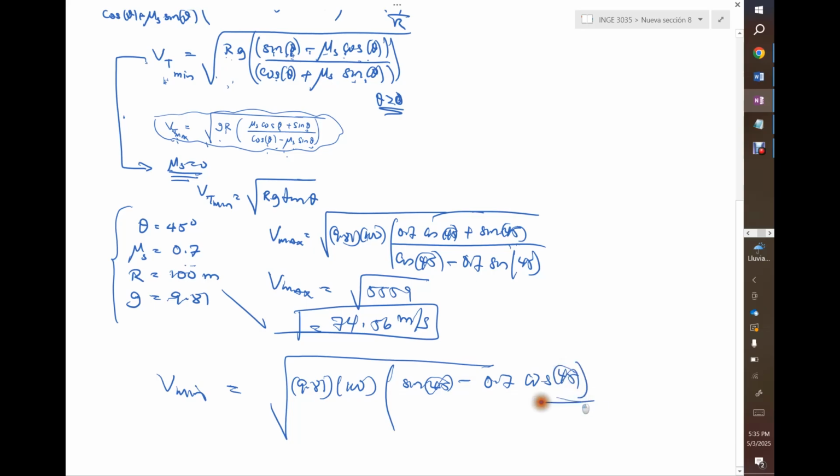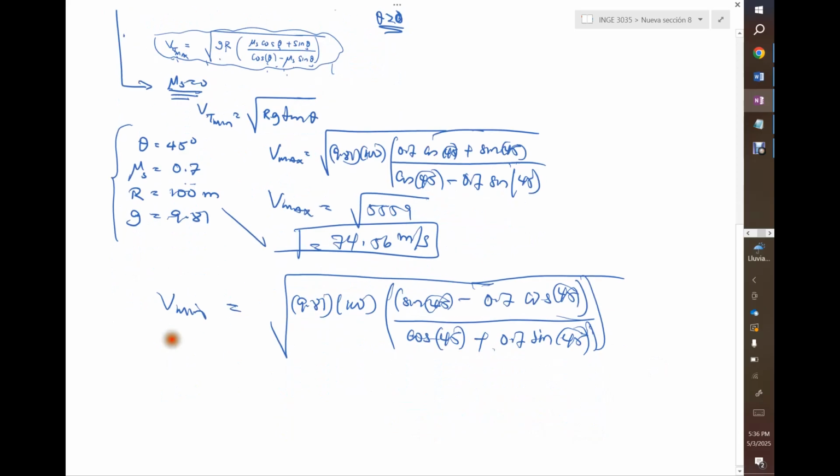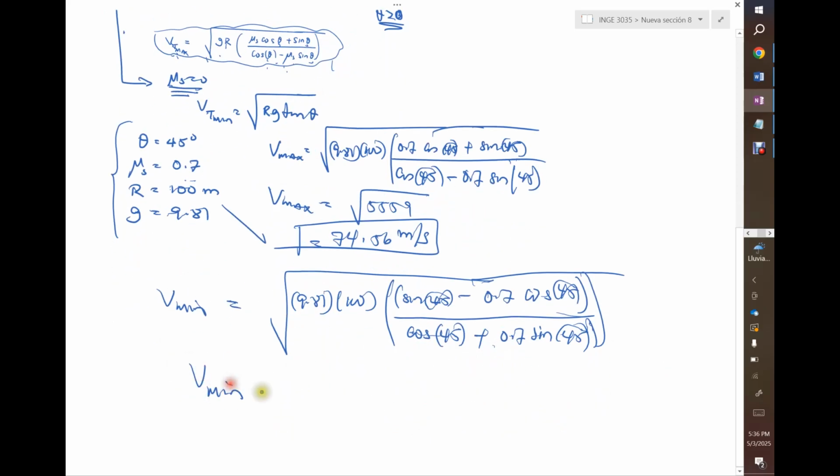Close that parenthesis, then go over here, and that would be cosine of 45 plus 0.7 times sine of 45. I'm using this equation here, and close our parentheses, and the whole thing is the square root. So v min equal, let's pull the calculator here for a second.